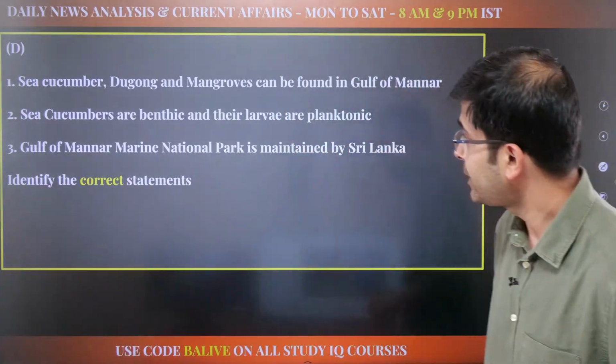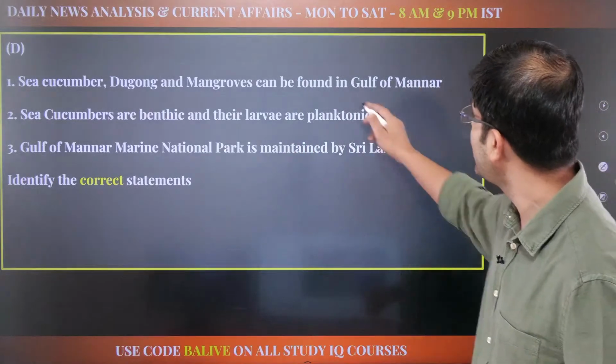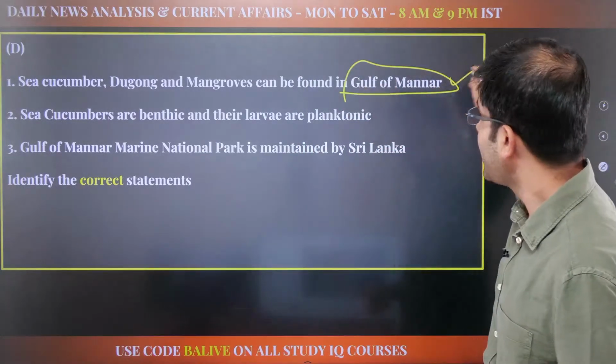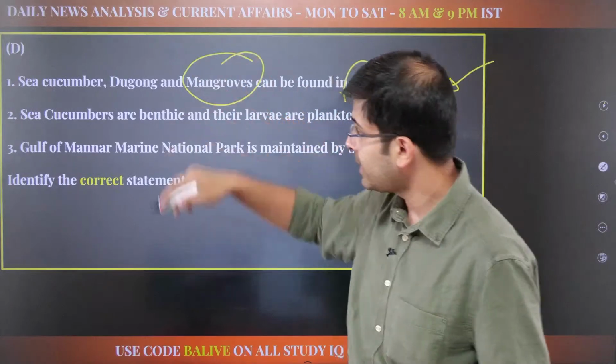All right. So sea cucumber, dugong and mangroves can be found in the Gulf of Mannar. True. In fact, we are going to be discussing this extensively today.